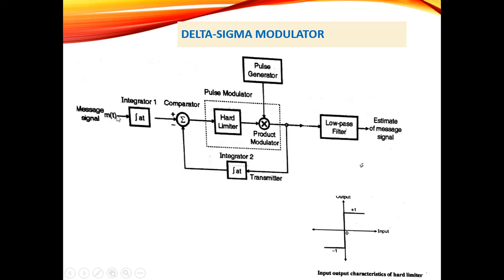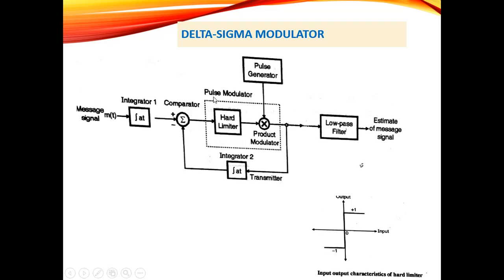Here the message signal m of t is applied initially to the integrator, which integrates the input and then applies it to the comparator. Instead of sampling it, it will first be integrated, producing a low frequency signal, and then applied to the comparator. This is the second integrator, whose output is compared with the input, in terms of X cap and TS.